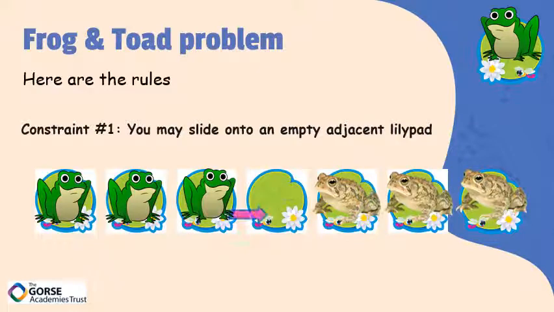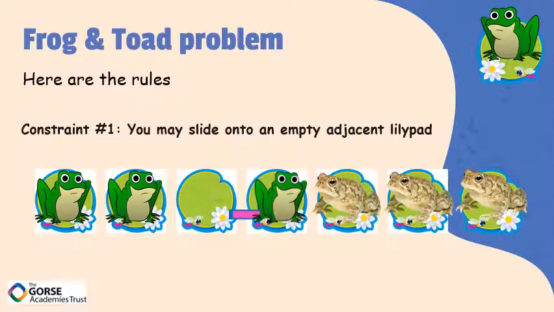Okay, so here are the rules. We're going to think about this word constraint. Constraint means it's like a rule that you have to follow, and it means that you can't work outside of the constraints. You have to take those into account. This is really important when you're problem solving. The first constraint is you have to slide onto an empty adjacent lily pad. For example, the frog can move one place across to the next lily pad.